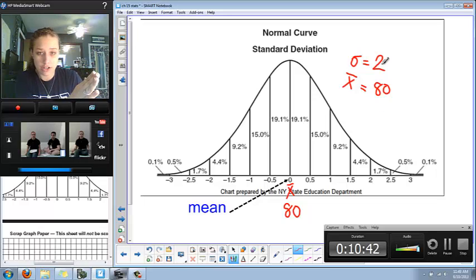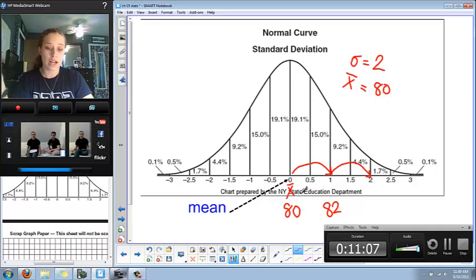Now our standard deviation was 2 points. So if I'm 1 standard deviation above the mean, that means at the 1 right there, his score would have been an 82. See, because 1 standard deviation represents 2 points. So if I'm 1 standard deviation above the mean, I had to add on 2 points. Now if I'm 2 standard deviations above the mean, I'm going to add on another 2 points, and this is going to be an 84. And then if I go even farther up to 3, this would be an 86.